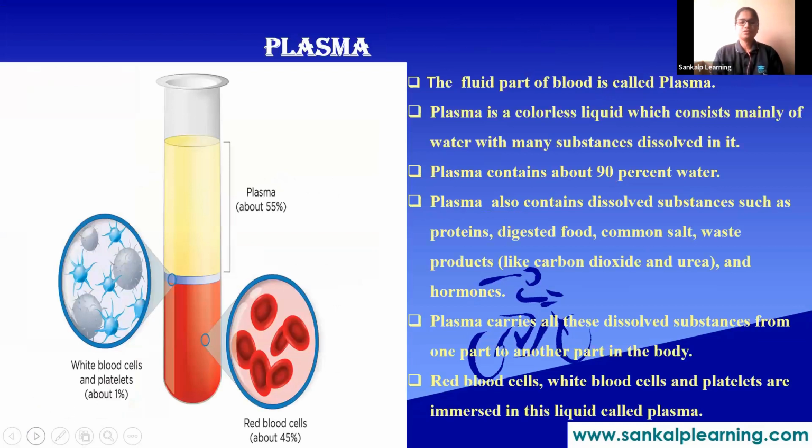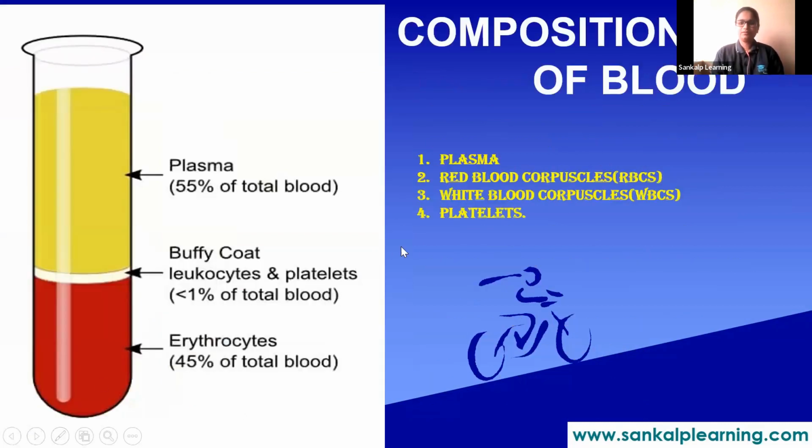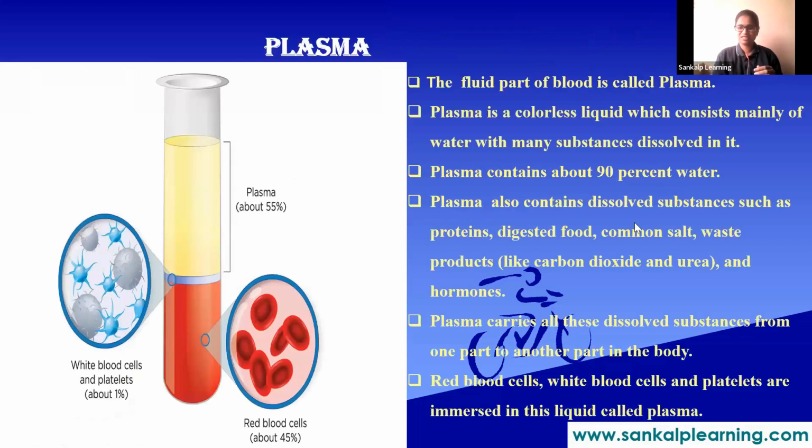Okay. So in the composition of blood, according to our syllabus, blood has three types of cells. The first one is red blood cells or corpuscles, then white blood corpuscles, and platelets. These three are the components of the blood. These three cells will be floating in a fluid-like substance of the blood. That fluid-like substance of blood is called plasma. Now let us learn regarding the plasma.